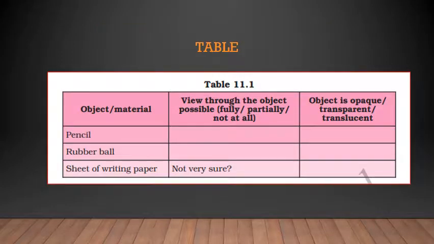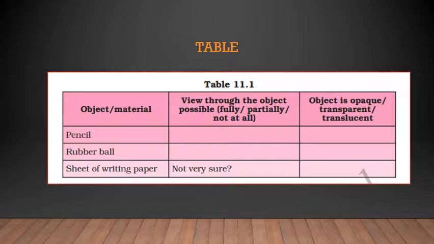Here in this object you cannot see through a pencil, you cannot see through rubber balls, sheet of writing paper, not very sure. So if you are able to see what is on the other side, it is called a transparent object. If you are not able to see properly what is on the other side, like a scale, sometimes you're not able to see clearly, so those are translucent. Then a sheet of paper, it is also translucent.